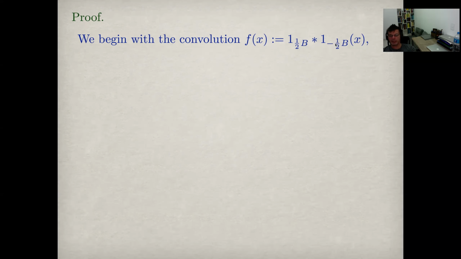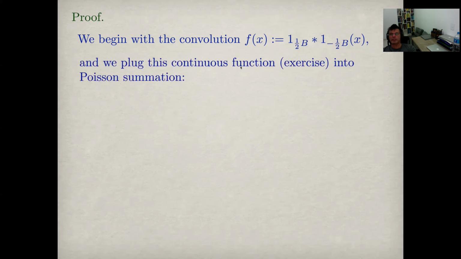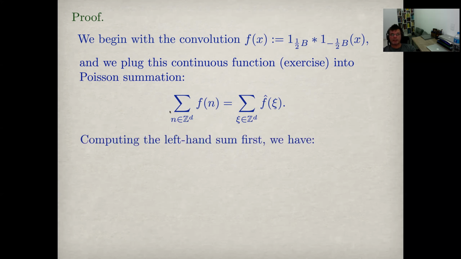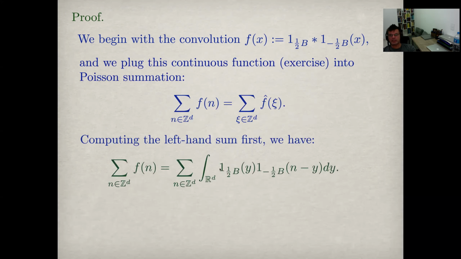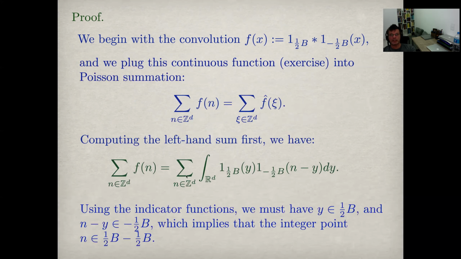It's another dilation. So if you take the convolution of these two functions, we plug this function f of x into Poisson summation. The fact that this convolution is continuous is an exercise. Let's plug it into Poisson summation. Let's see what we get. For the left-hand sum, we first get the following. Well, by definition, this integral is f of x, because that is the convolution definition of these two functions. So we take the first function, the indicator function of 1/2 B. The convolution of that with the indicator function of negative 1/2 B is this integral. We plug it into Poisson summation.